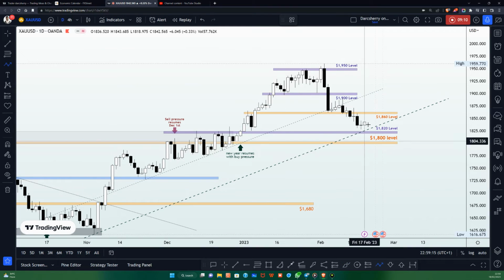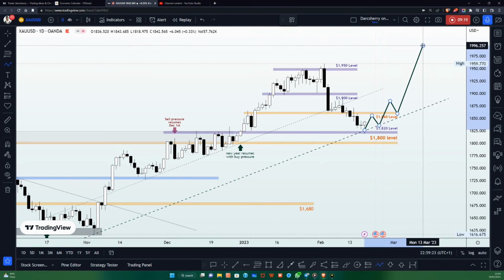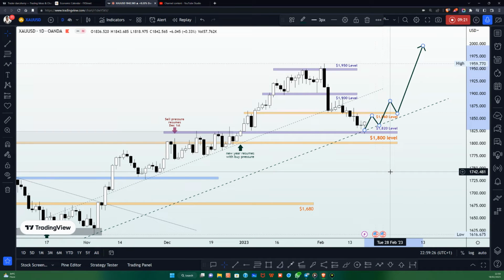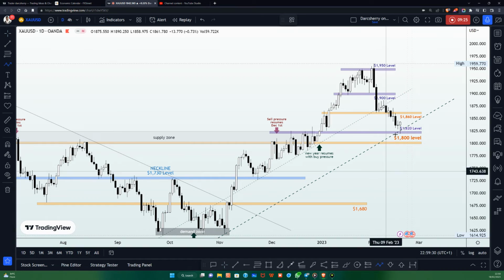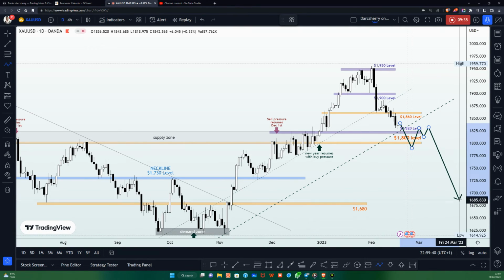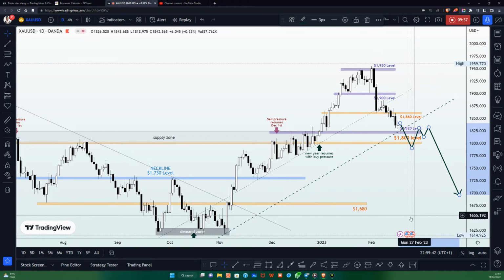It could result in a situation where price will respect that bullish trend line one more time, climb above the 1860 level to incite another wave of bullish momentum. And there is also a possibility at this point where price action could break down the 1820, 1800 zone, selling pressure below the structure to incite a wave of bearish momentum to the downside.